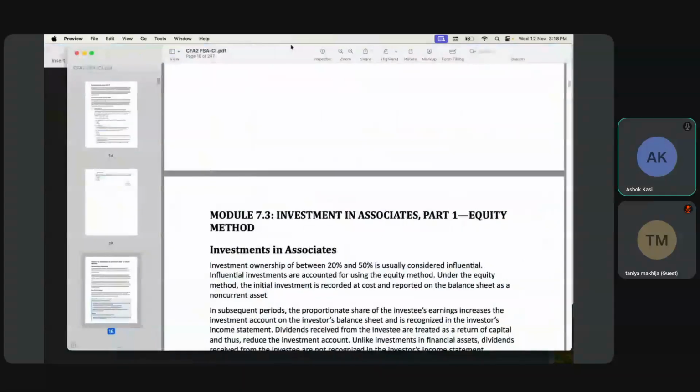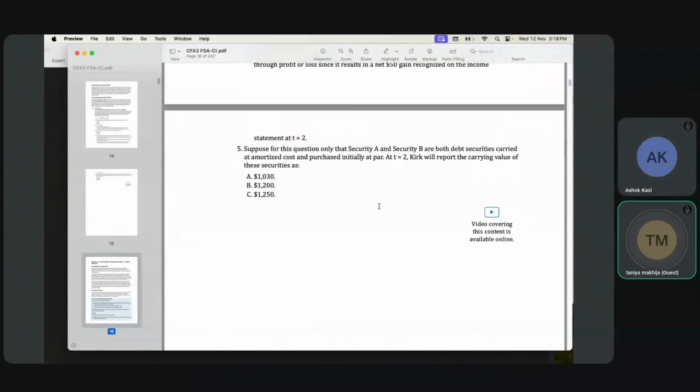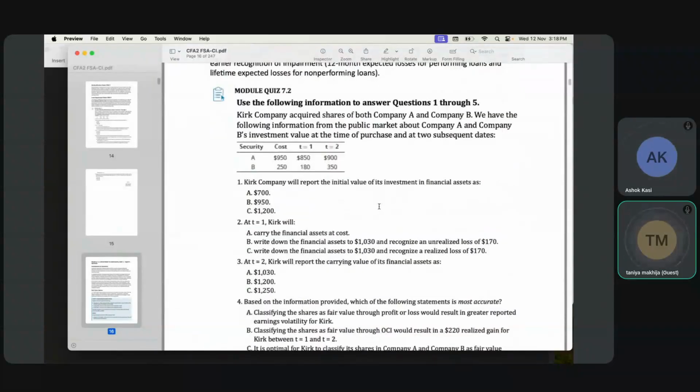So what is the doubt now? Module quiz, second question, 7.2. Second question. Okay, question number 2, this one. Yeah. Okay, it's a case study.